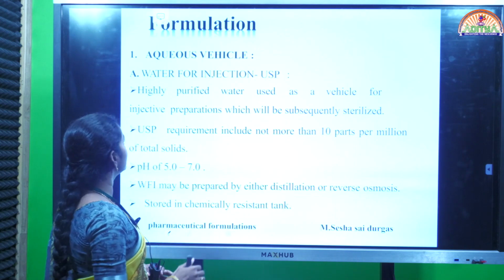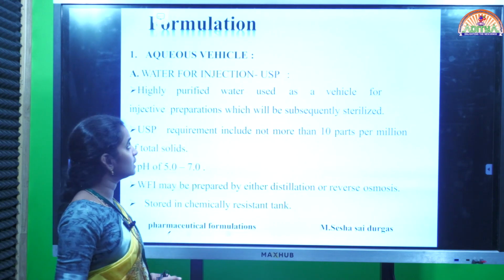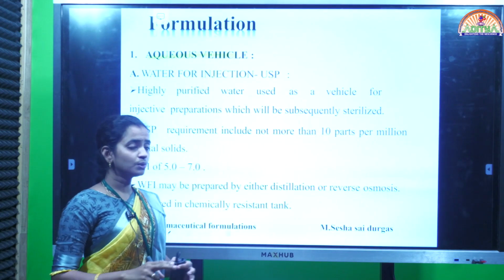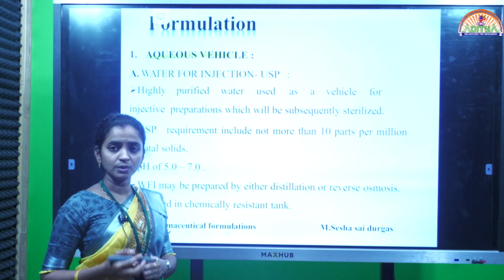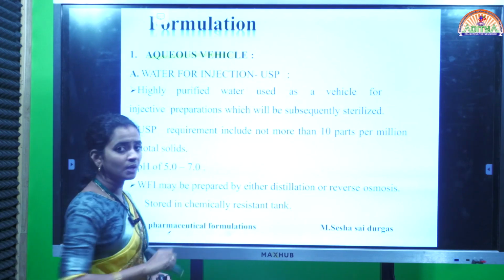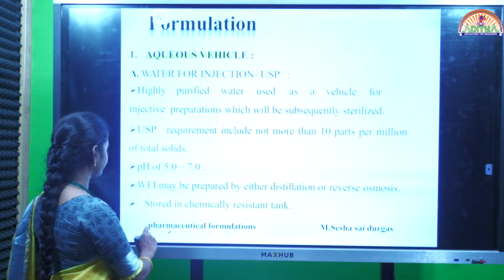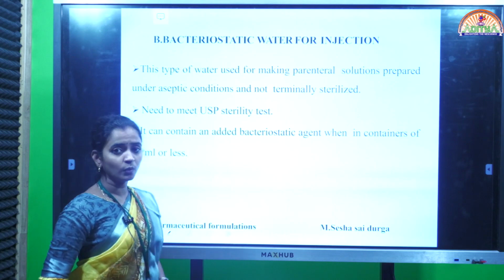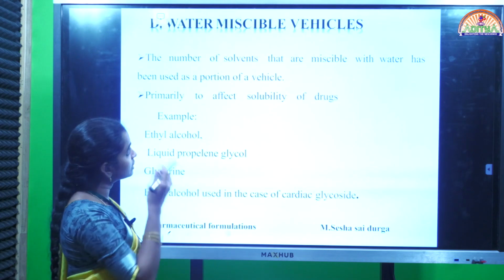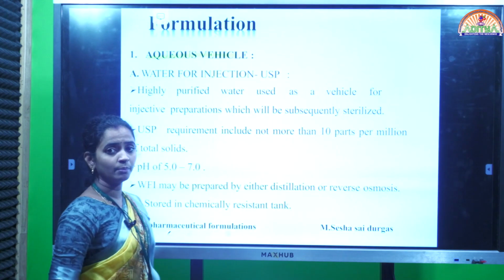Coming to the vehicles, the vehicles used in parenterals are classified into two ways. First one, aqueous vehicle, second one, non-aqueous vehicle. Both aqueous and non-aqueous vehicles can be used in the formulation of parenterals. First we will discuss the aqueous vehicles. Here a number of vehicles are there: first one, water for injection, second, bacteriostatic water for injection, third, sterile water for injection, and next, water miscible vehicles. All these we can use in the preparation of parenteral dosage form.